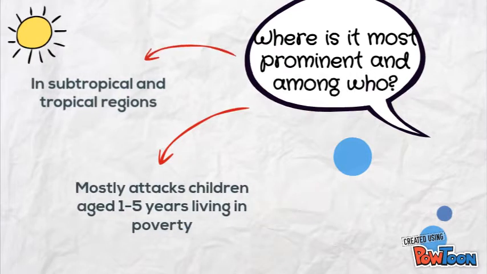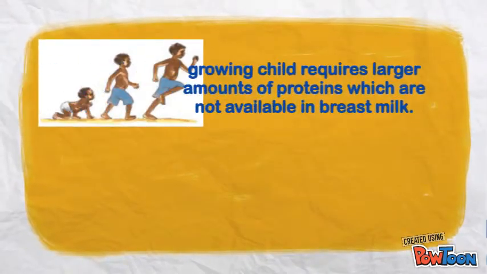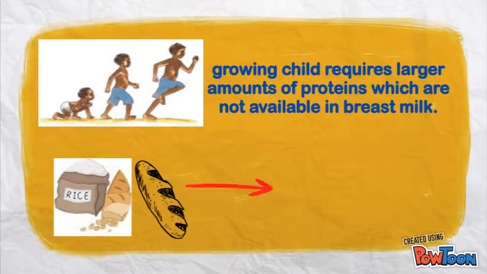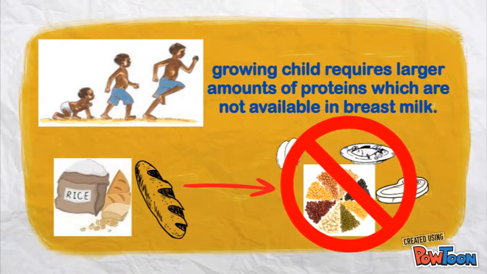The disease is most prominent in regions of subtropical and tropical zones and attacks mainly children between ages 1 to 5 living in poverty. This is because as a growing child, the body has a high demand for protein content. This demand can be satisfied by what is in the mother's breast milk. Limited food supply in poor areas also makes it hard to access foods and necessary protein portions. Children in such regions start becoming accustomed to primarily carb-based diets with little to no proteins.